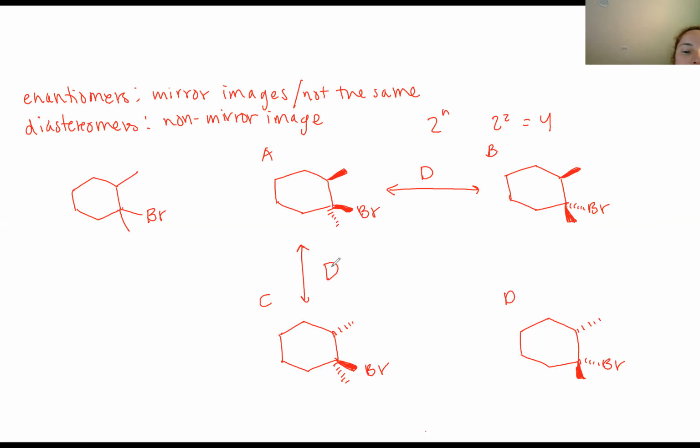Okay, what's the relationship between A and D? Enantiomers? Right, why are they enantiomers? Every one is switched. Right, so we switched the methyl group from up to down, and then we switched the bromine methyl stereocenter to the opposite as well. Okay, what's the relationship between B and D?